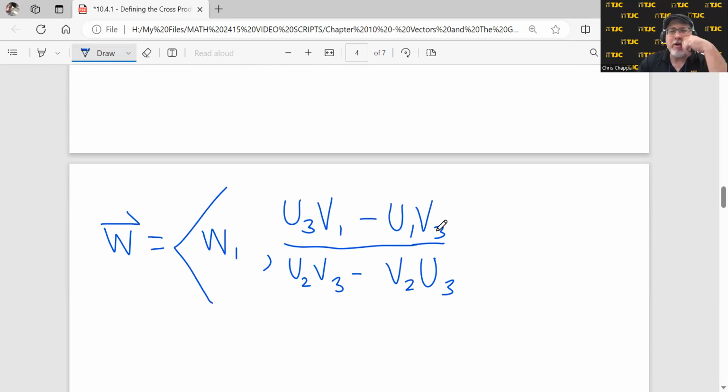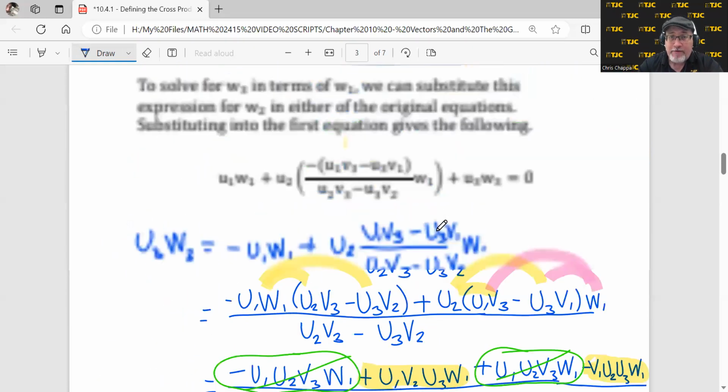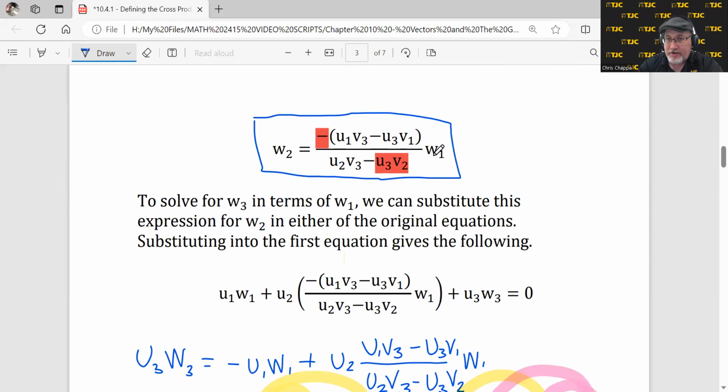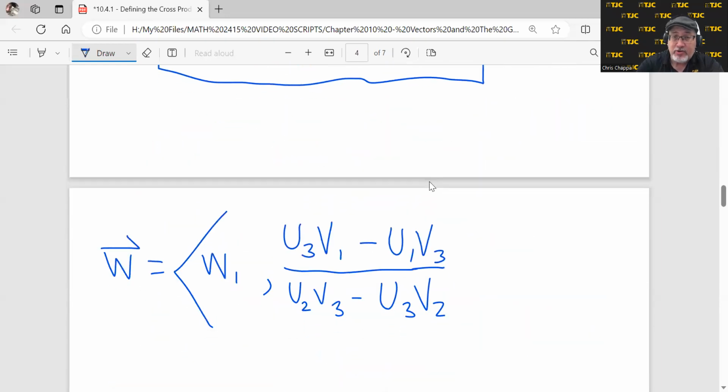Well, do I want to keep numerical order or do I want to keep alphabetical order? Let's keep alphabetical order. So down here, I know, why are you changing? Because I'm trying to remain consistent. So as we push through this, any product I'm going to put in alphabetical order, U first, V second. Now be careful. That was not W2. That was the coefficient of W1 in the expression for W2. So this has a W1 attached to it.